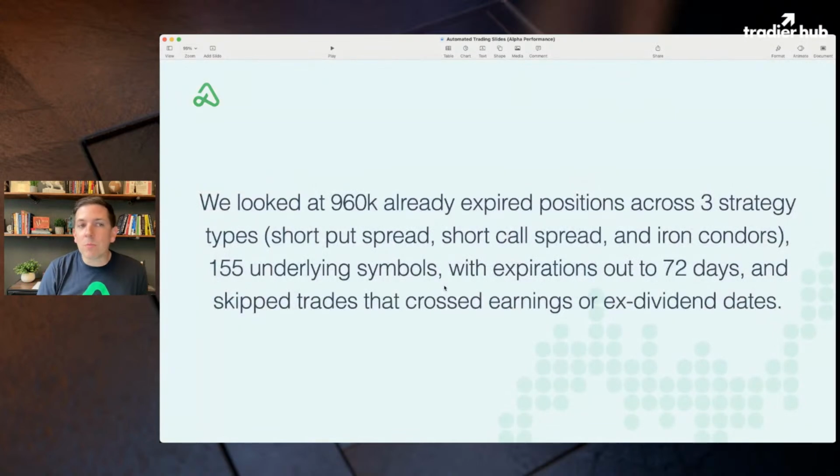Okay, so here's what we did. We looked at 960,000 expired positions across 3 strategy types.